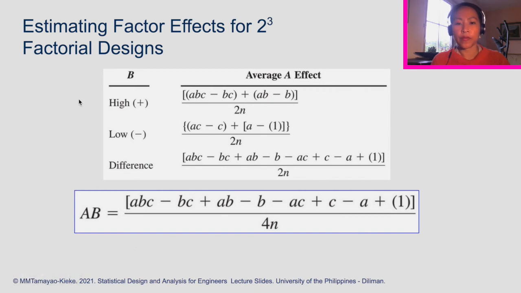Okay. So to get the interaction AB, you should get the average difference, okay? So you have high level of B, low level of B, and then you get the difference. So this is the average A effect, okay, at high level of B. This is the average A effect at low level of B, okay, and we get the difference of these two, okay, to get this expression. Therefore, to estimate the interaction effect AB, we can use this expression here.